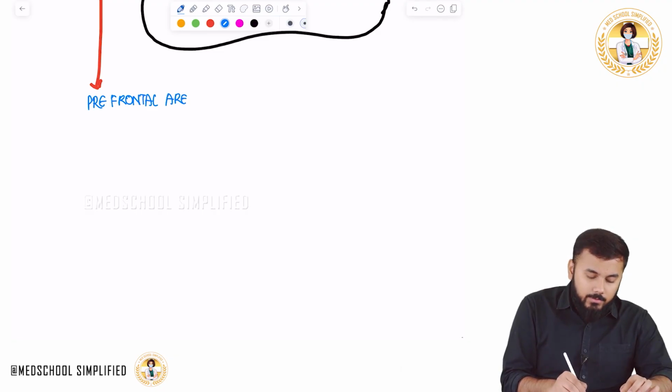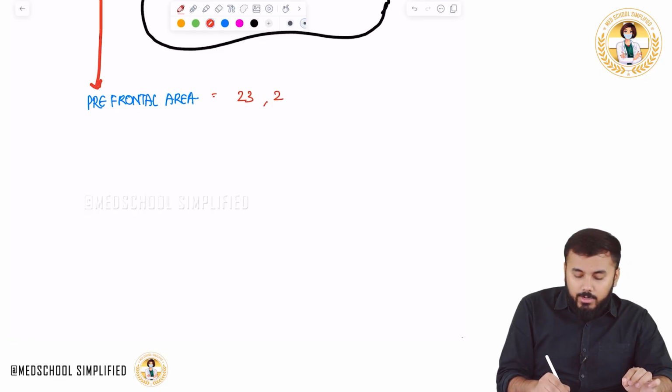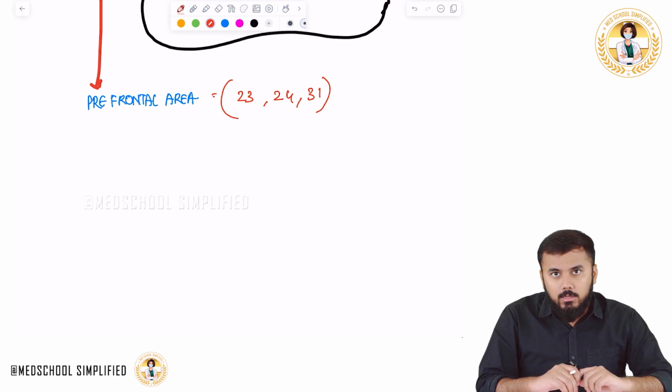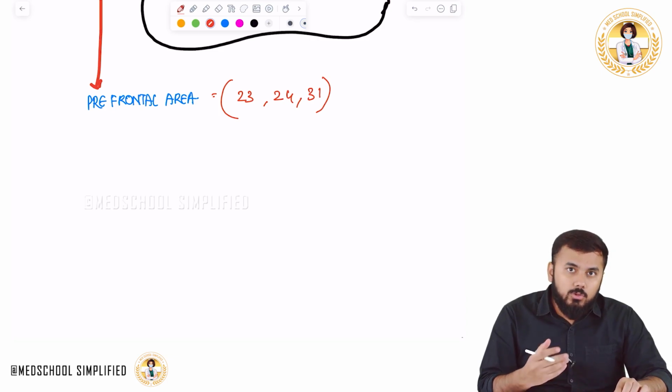Prefrontal area. Okay, so what are the numbers of the prefrontal area? They are 23, 24 and 31. So these three are the prefrontal areas. Okay, now what is the use of this prefrontal area?